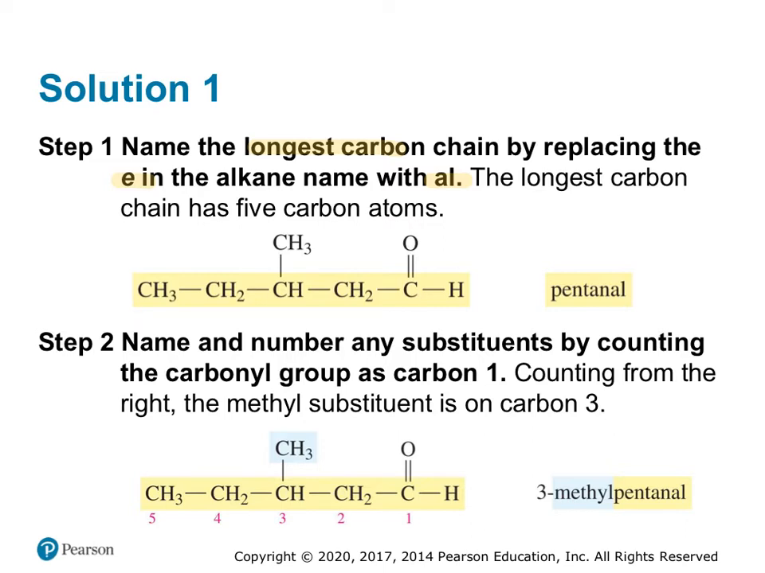And then name and number the substituents by counting the carbonyl group as carbon number 1. So we'll number it as you can see here. Carbon number 5 is over here, 4, 3, 2, and 1. So that means the methyl group is on carbon number 3. So the name for this is 3-methylpentanal.